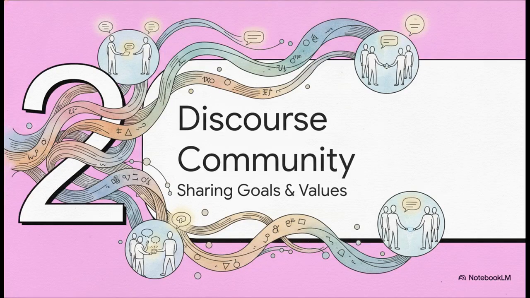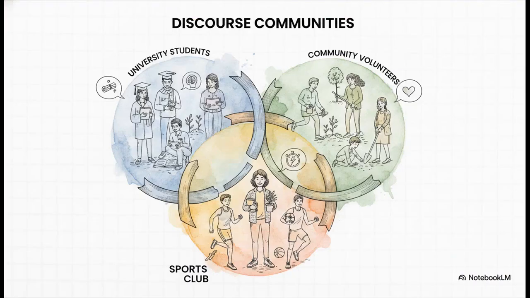Number 2, the discourse community, sharing goals and values. Which brings us perfectly to our next level. How does language act as the glue for specific groups of people? Enter the discourse community. Essentially, this is a group of people who share a common communicative purpose, common goals, values, and really specific ways of communicating to achieve those goals.